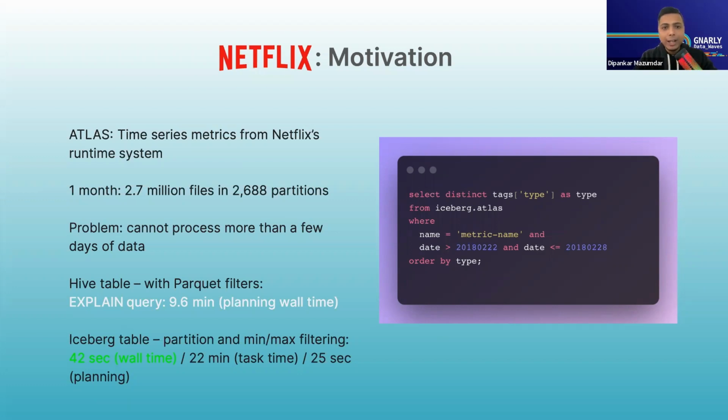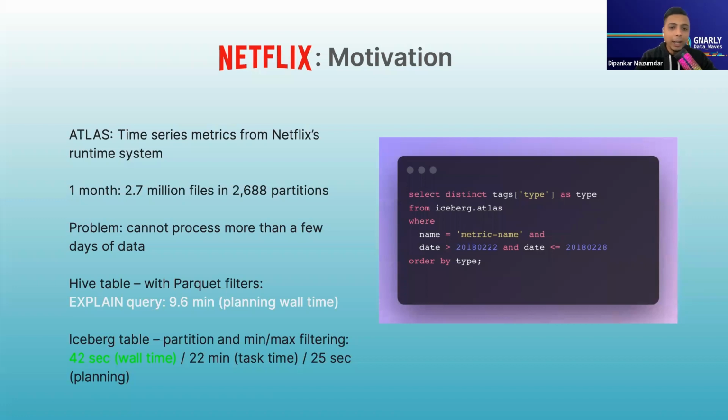So one case study that I wanted to share quickly is from Netflix's system called Atlas, which is a time series based metric system. It's just 1 month of data, and as you can see, it's close to 3 million files in that 1 month in 2,688 partitions, right? So the problem with their environment was that they cannot process more than a few days of data.